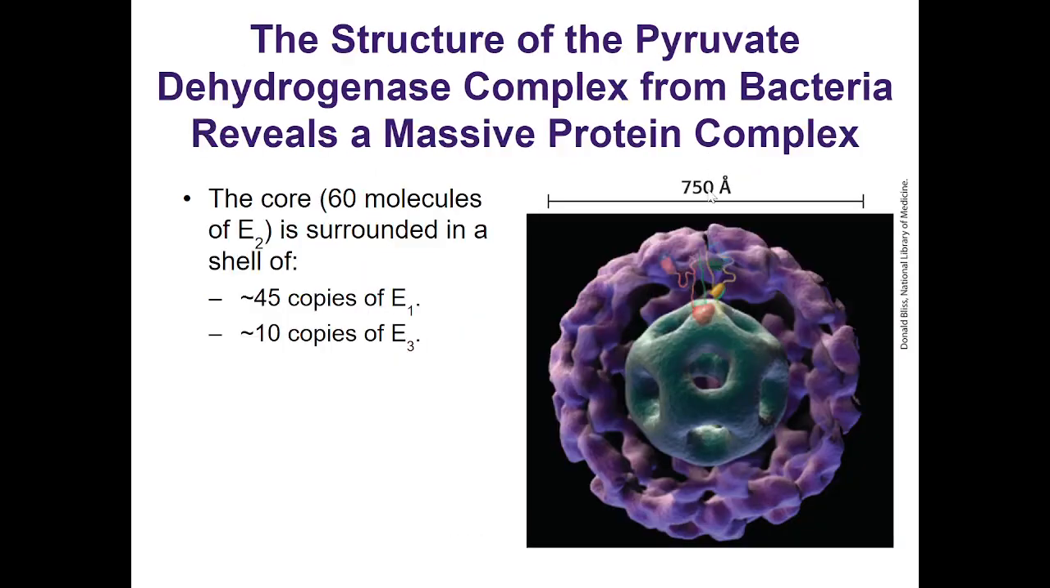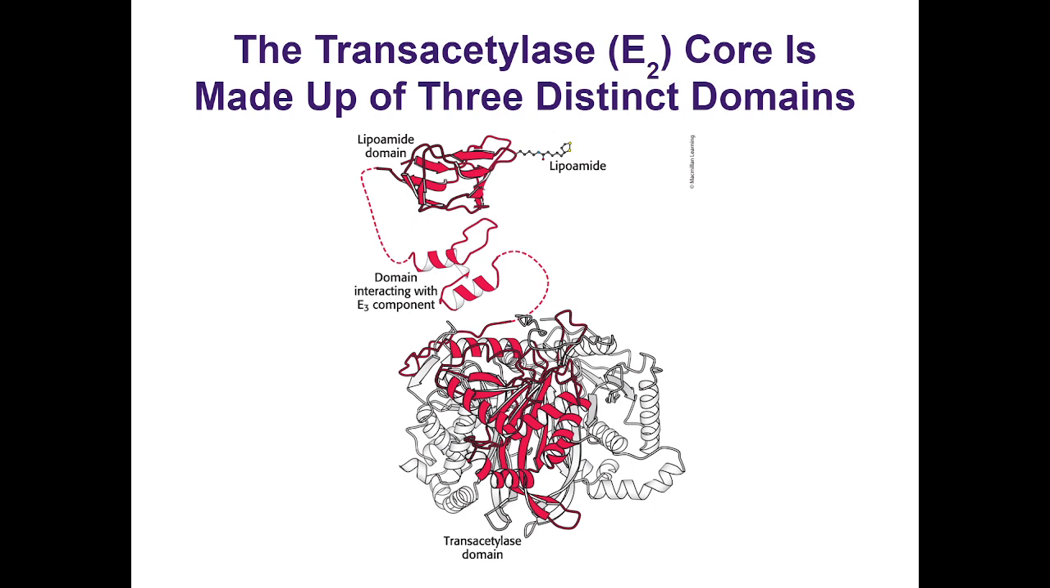Notice, as far as molecules go, this is actually pretty big. 750 angstroms. Okay, so the trans-acetylase E2 core is going to be made up of 3 distinct domains. Here is that lipoamide we'd been talking about. That's that flexible arm right there. Your entire reaction is basically going to involve having that anchor onto stuff. This is the lipoamide domain. This is the domain that's going to interact with the E3 component right here. And then this is the trans-acetylase domain right here.